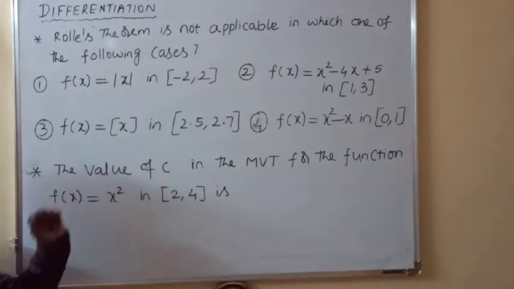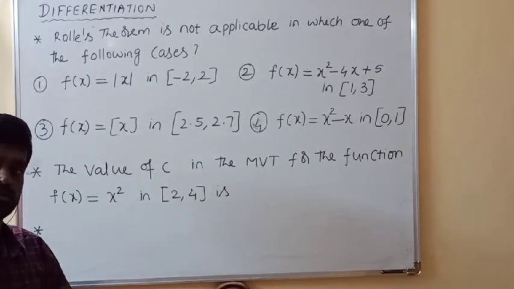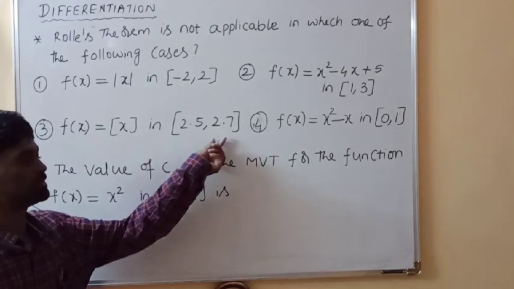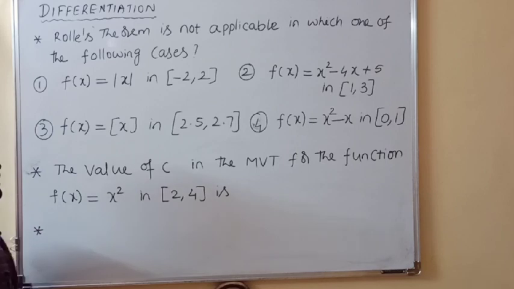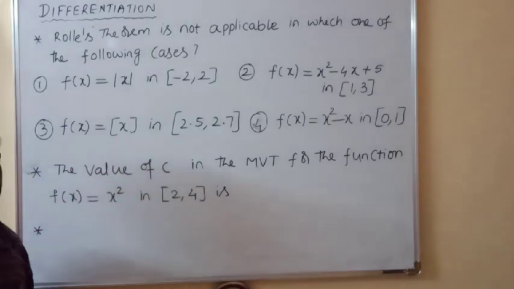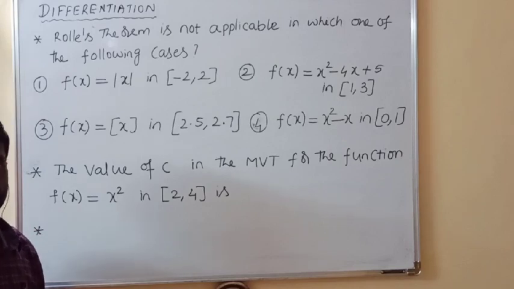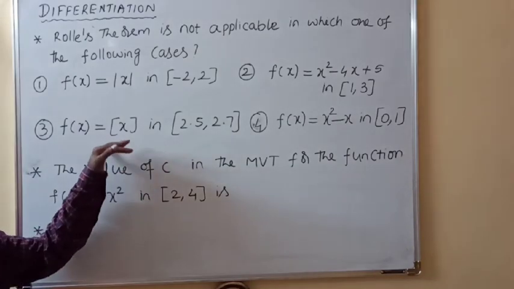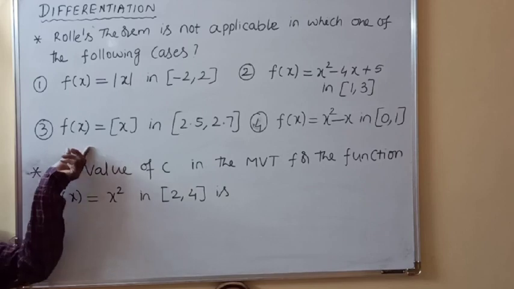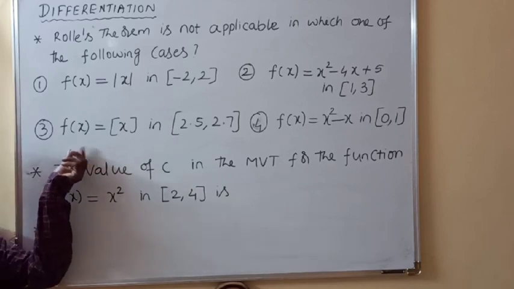So that means this step x is continuous, differentiable, and also if you verify f of a must be equal to f of b. F of 2.5, what do you get? Step of 2.5? 2. Step of 2.7? 2. So this option is not a correct option because for this function Rolle's theorem is applicable.